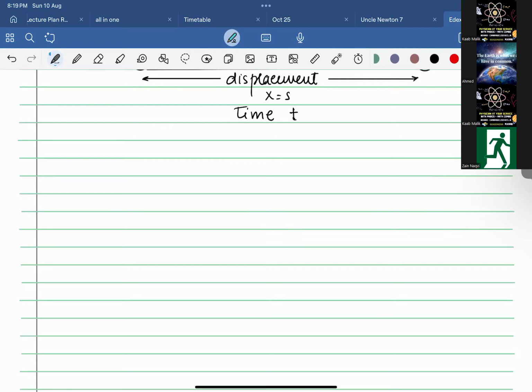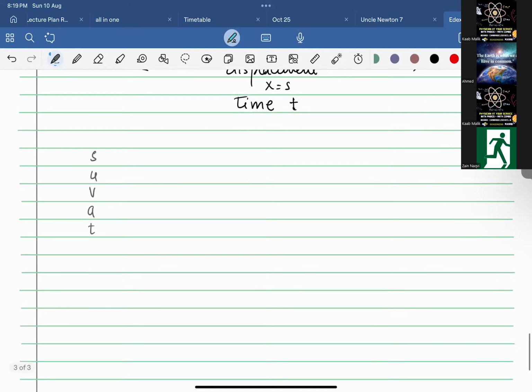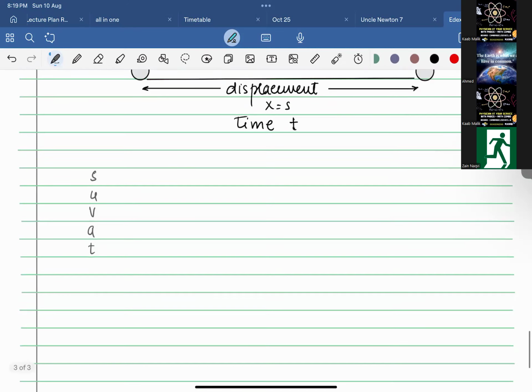We have S, U, V, A, and T. So S is going to be the displacement, and U is going to be the initial velocity; these are the five variables. If we try to write down all five equations, there are a lot of them.